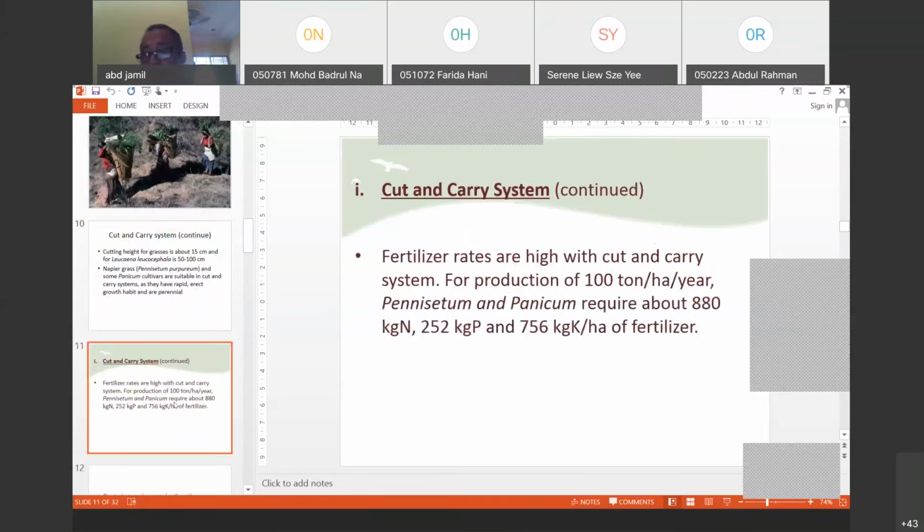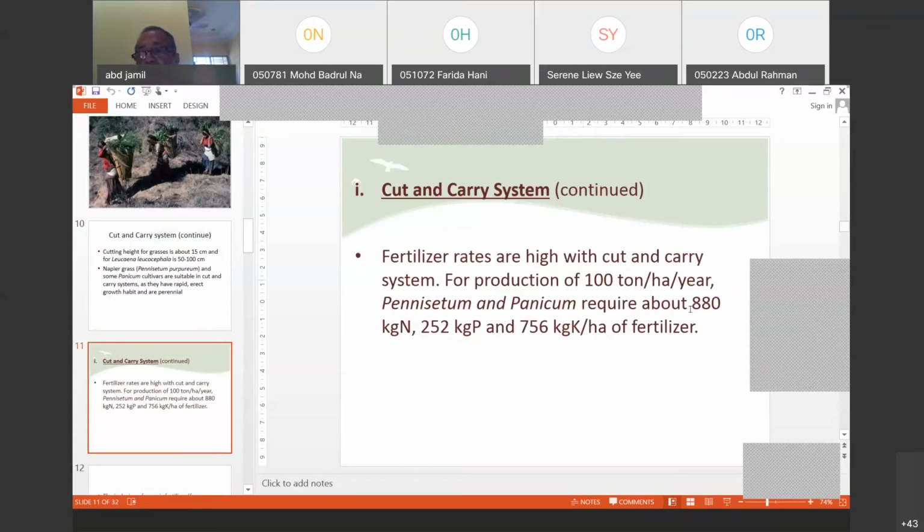Okay. Cut and carry system. For the cut and carry system, the fertilizer rate must be very high. For example, Napier grass requires, as I mentioned just now, as high as 100 ton per hectare per year dry matter production.